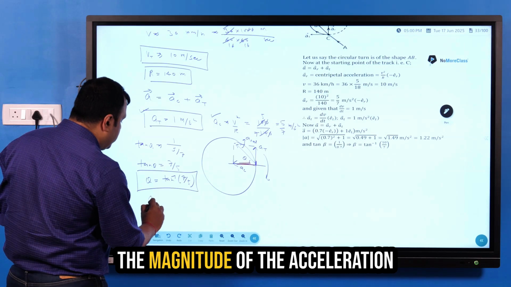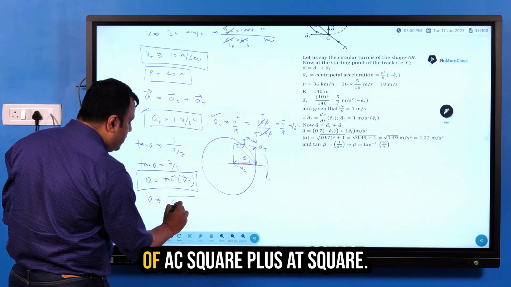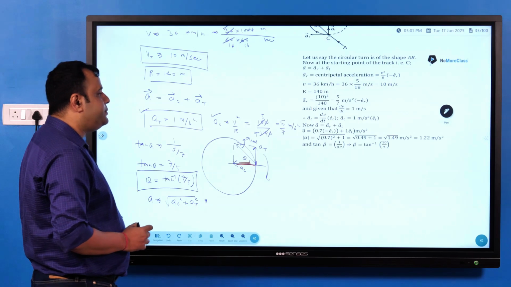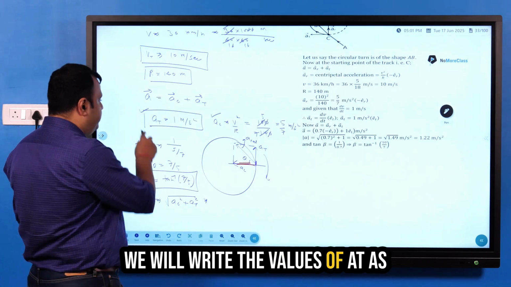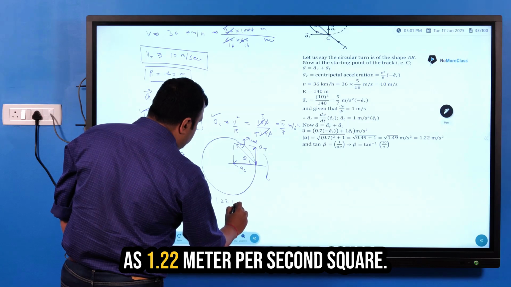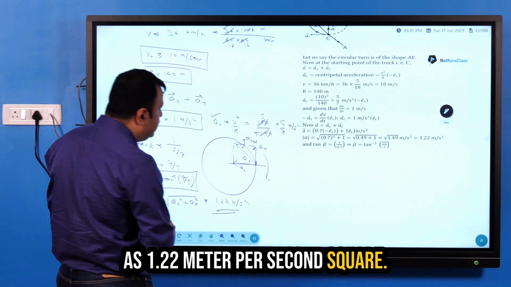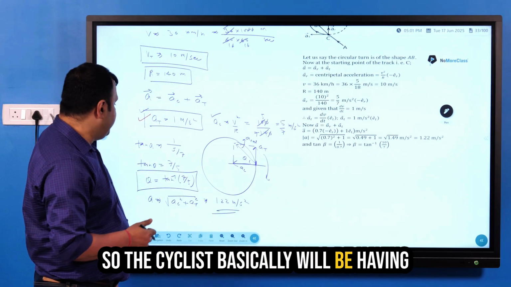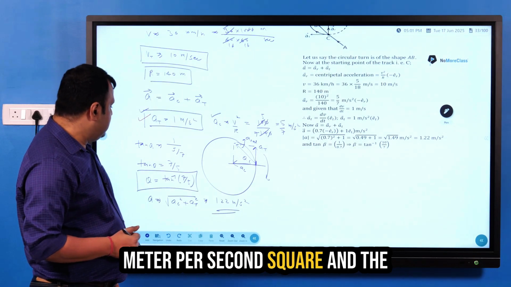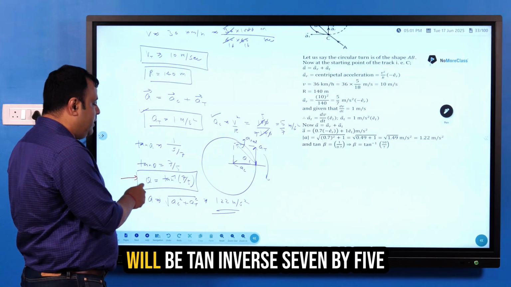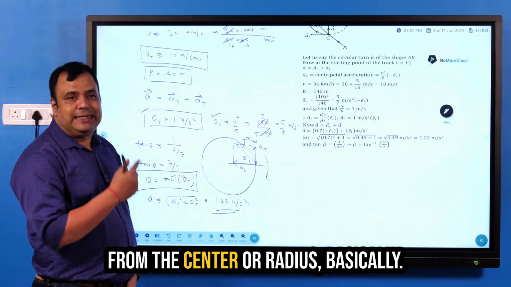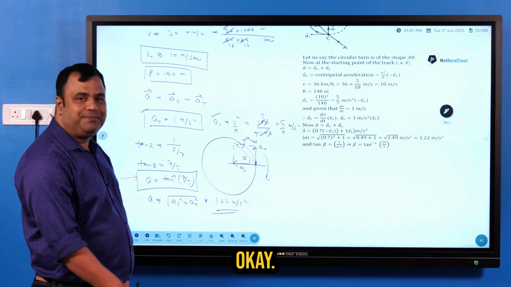And the magnitude of the acceleration will be equal to under root of AC square plus AT square. We write the values of AT as well as AC and we get the value as 1.22 meter per second square. So the cyclist will have the net acceleration equal to 1.22 meter per second square. And the direction of this net acceleration will be tan inverse 7 by 5 from the center, or radius basically. Okay. Thank you.